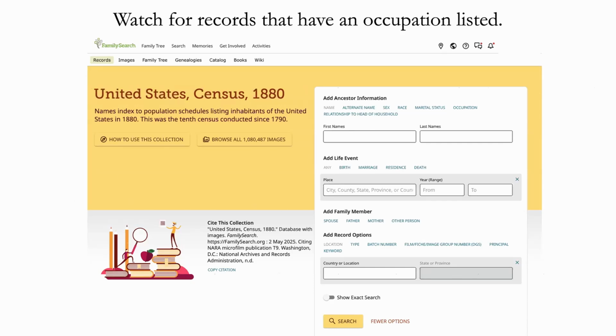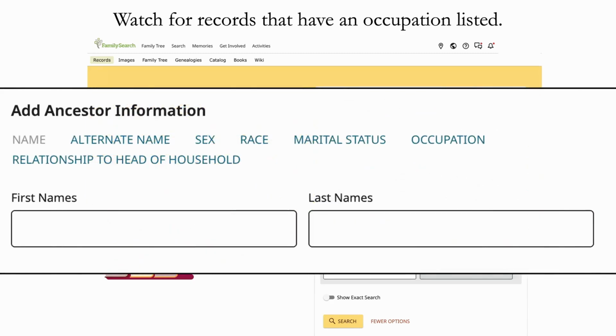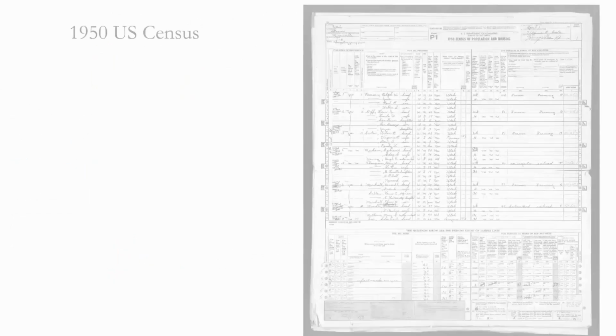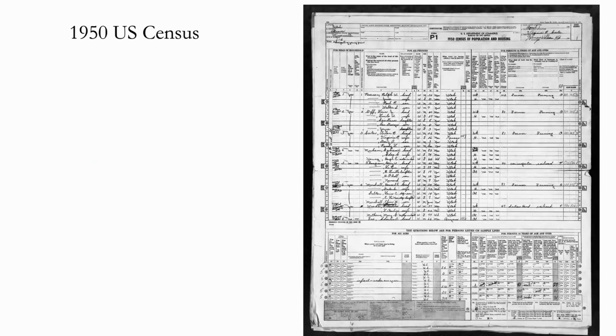So that's another issue. Here's the form, and you can see that occupation is one of those standard things that we can look for. We're now looking at the 1950 census, the most recent census that we have available. And fortunately, even though there have been changes to the amount of information gathered in various census records, occupation is still a standard feature of the census records.